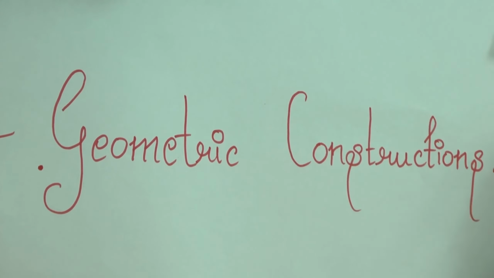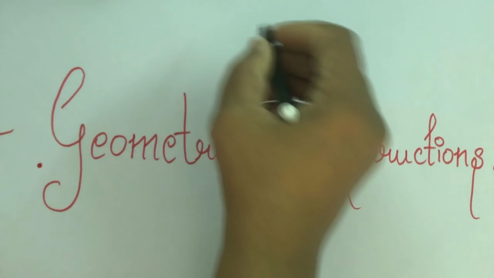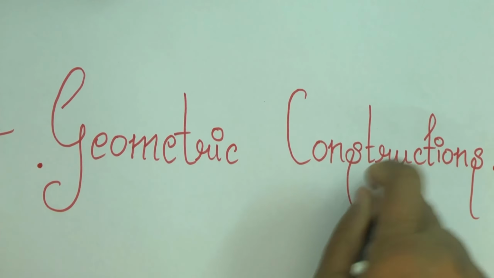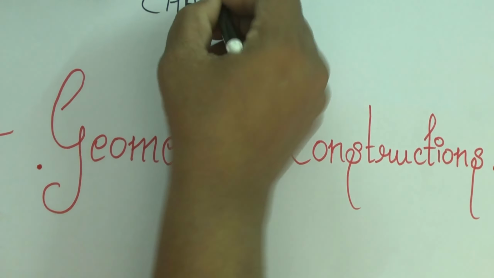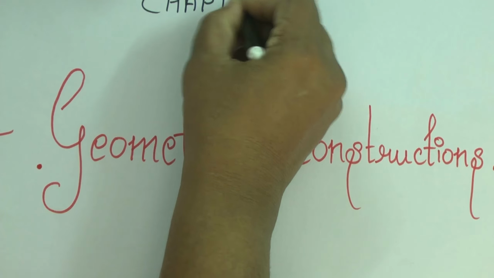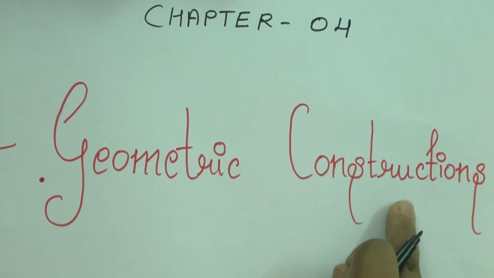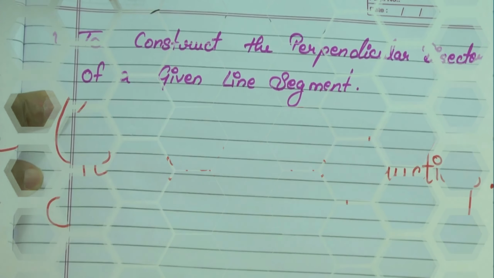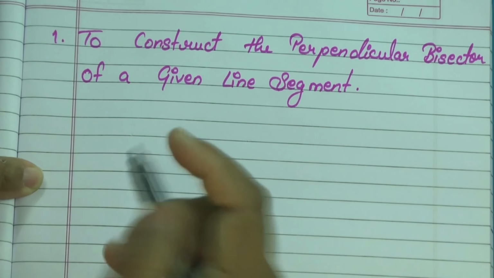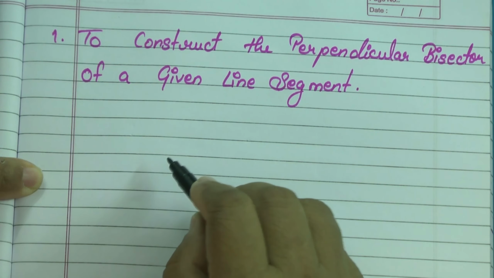Children, today we will be learning the fourth chapter in geometry, that is geometric construction. Chapter 4. Geometric construction. We will begin with the revision. First, let us revise the construction which we have done last year.